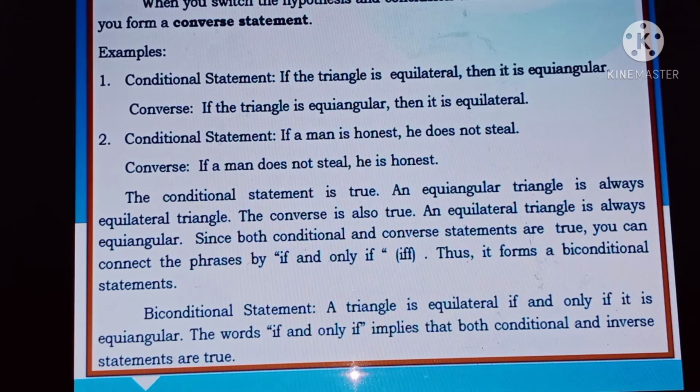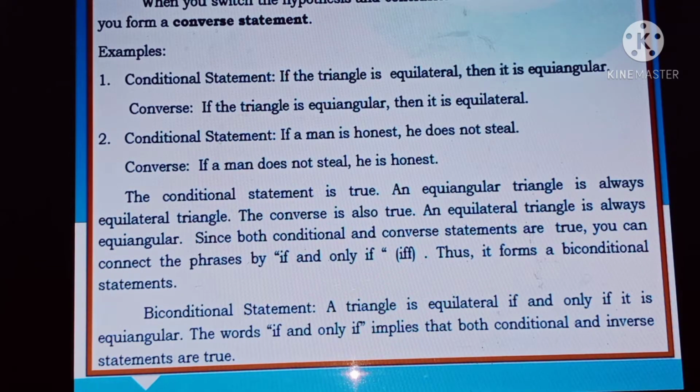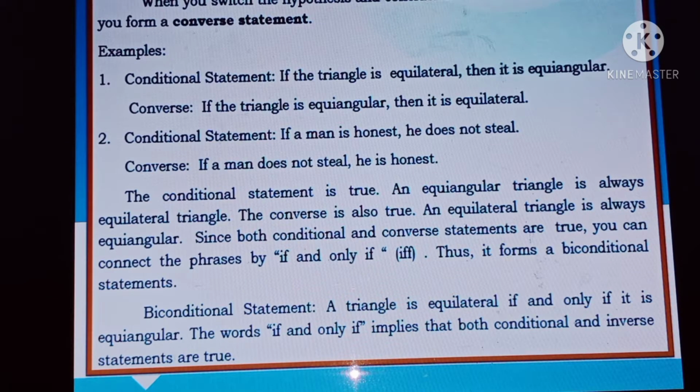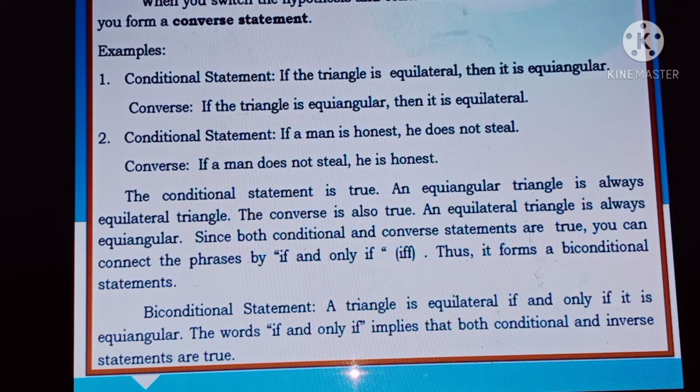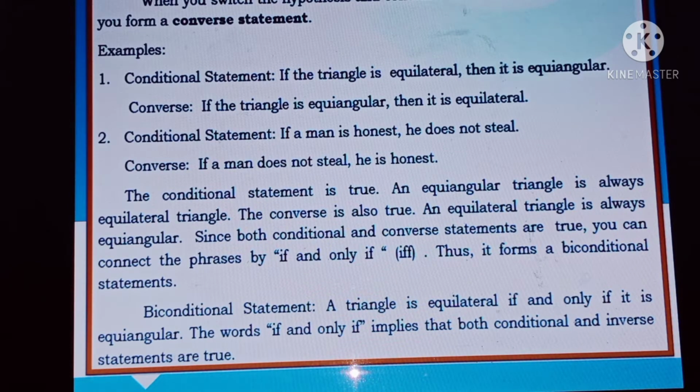papalitin natin yung hypothesis pati yung conclusion. So, doon sa conditional statement number 1, ang hypothesis doon ay the triangle is equilateral, at ang conclusion naman ay it is equiangular. So, dahil sa conditional statement, yung subject nito is triangle, we leave the triangle doon sa unahan ng statement. So, yung converse magiging: if the triangle is equiangular, then it is equilateral.